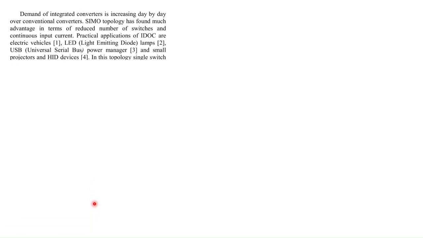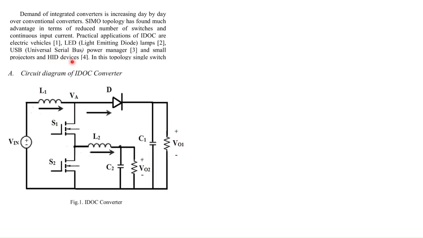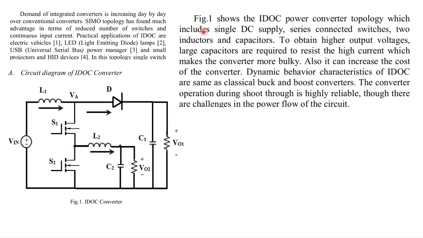Now, what is written in the paper is that the demand for integrated converters is increasing day by day, and over conventional converters, the SIMO topology, single input and multiple output, has found much advantage in terms of reduced number of switches. Applications of IDOC are electric vehicles, LEDs, USB power managers, small projectors, HID devices. This is how the IDOC circuit looks. You have a single DC supply Vin, series connected switches S1 S2, and two inductors and capacitors L1 L2 C1 C2. The output voltages are taken on VO1 and VO2, and there is a diode D.